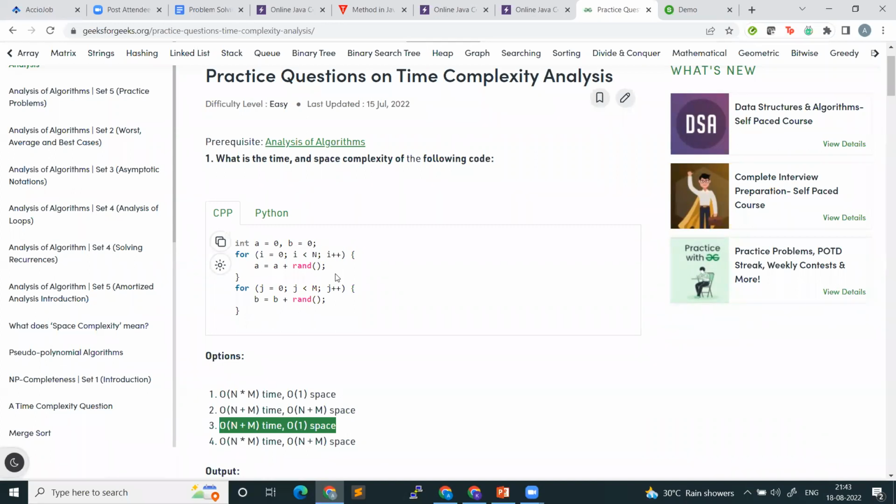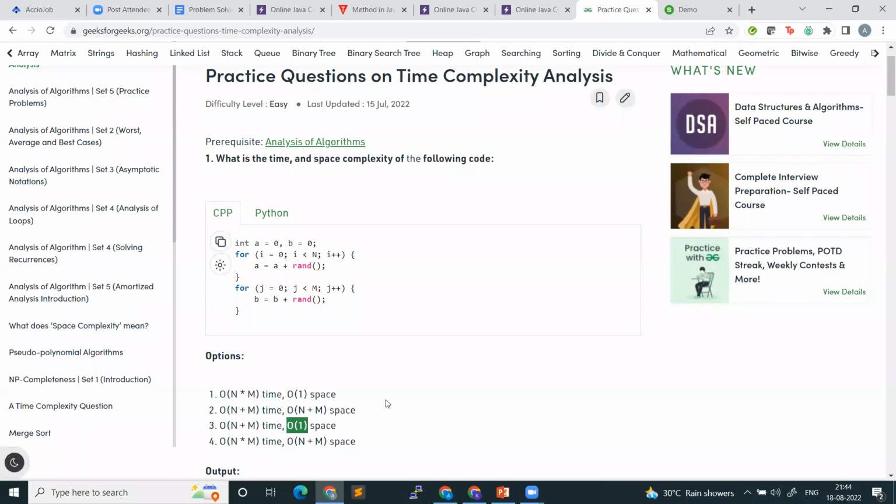You have only 4 variables. See, what are the 4 variables in this question? a, b, i, and n and m, right? So if n is 1000, 10,000, 20,000, still you are using the space for storing 5 variables, right? Big O of 1 means it is constant. It is independent of input, independent of n.